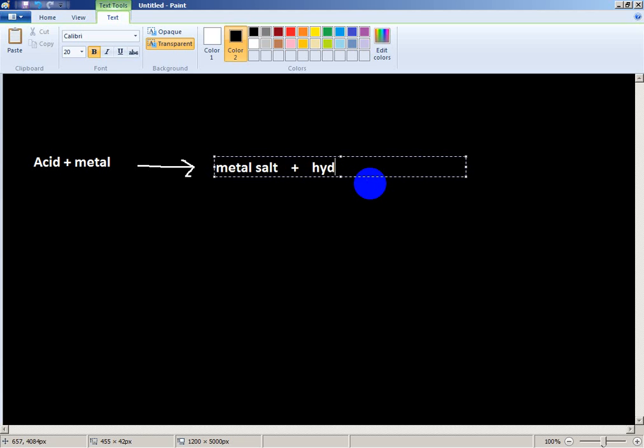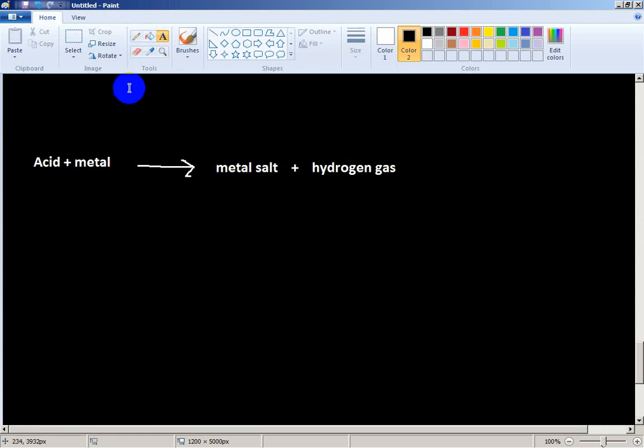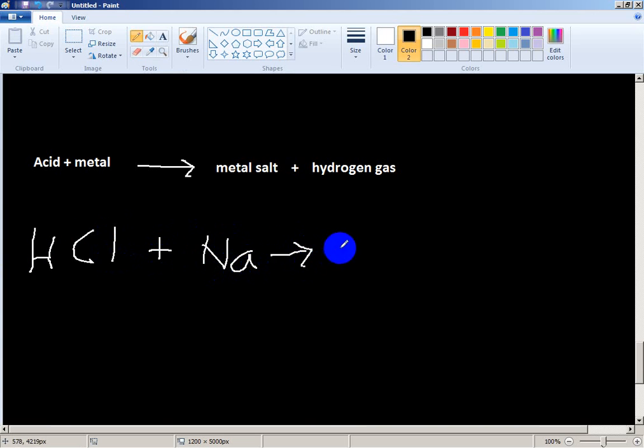Gas name is hydrogen gas. When acid reacts with metal, it forms hydrogen gas. Like this HCl acid reacts with metal like sodium, forms its salt, sodium chloride, salt, and hydrogen gas.